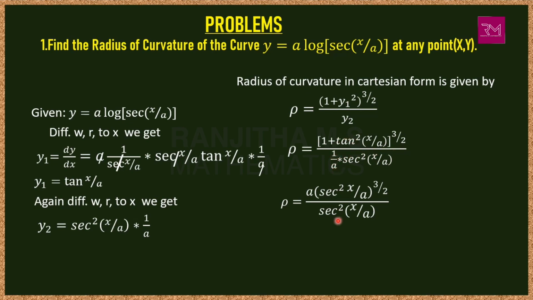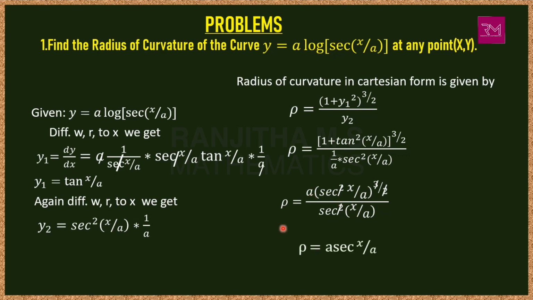Hence we get secant square x by a whole power 3 by 2 divided by, if we take a to the numerator, hence we get rho value as a into secant square x by a whole power 3 by 2 divided by secant square x by a. Here this is of the form secant x by a whole power 2 into 3 by 2. Here we can cancel these two terms. Hence we get a into secant cube x by a divided by secant square x by a. Here one secant square x by a gets cancelled.